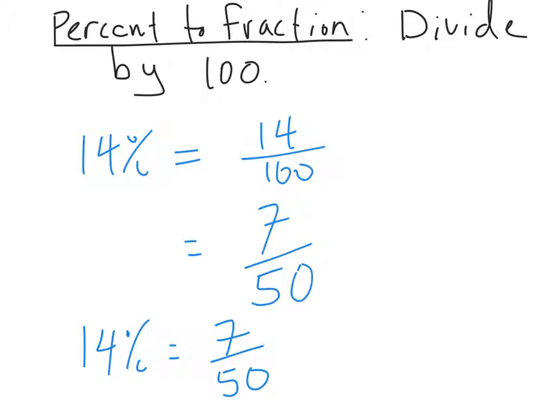And then percent to fraction. Remember percent means per 100, so we're basically just going to divide it by 100, or put whatever your percent is over 100. So 14% by definition means 14 per 100. And then you just need to reduce it, right? They both have a 2 in common. If you divide them both by 2, you get 7 over 50. And that's it.